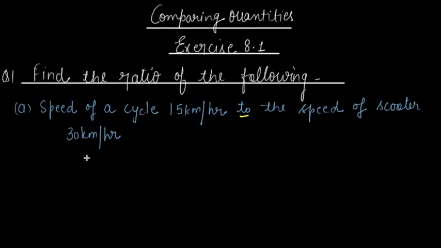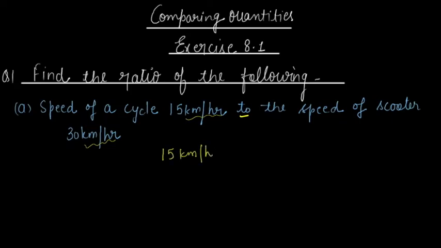When I explained to you, we discussed that the quantities in a ratio should have the same unit. If you see, the speed of cycle is given in kilometer per hour, and the speed of scooter is also given in kilometer per hour. So we will just calculate the ratio directly. There is no conversion required.